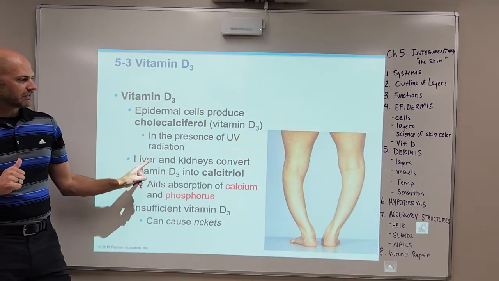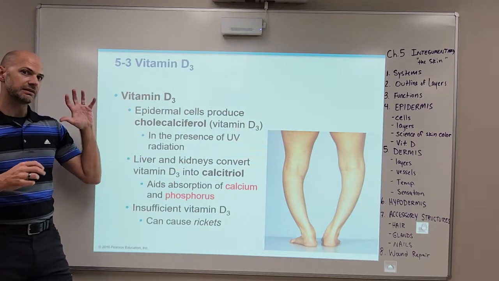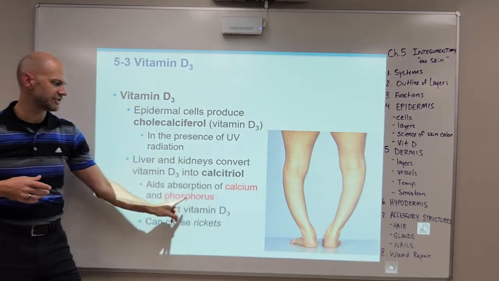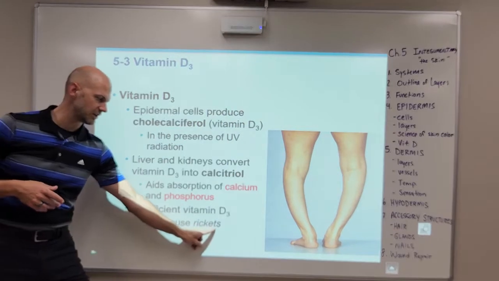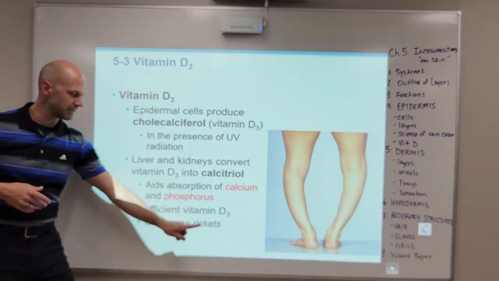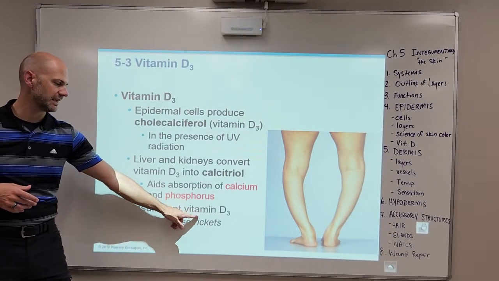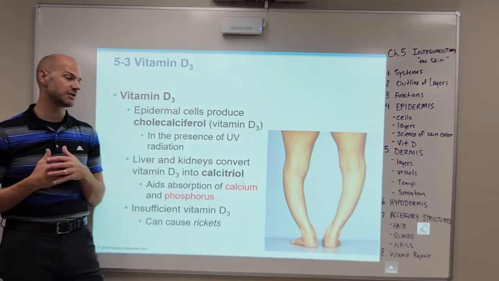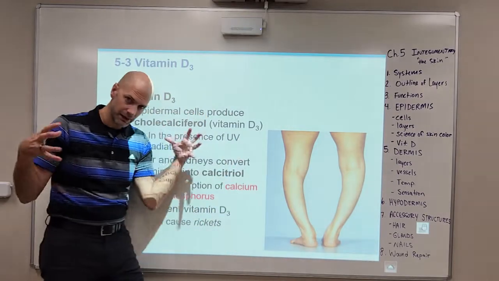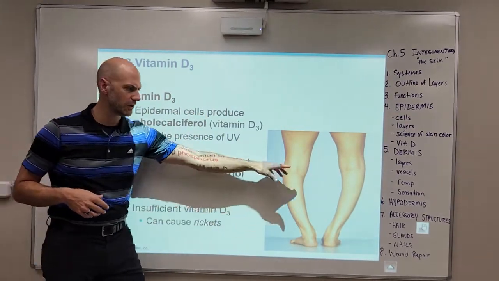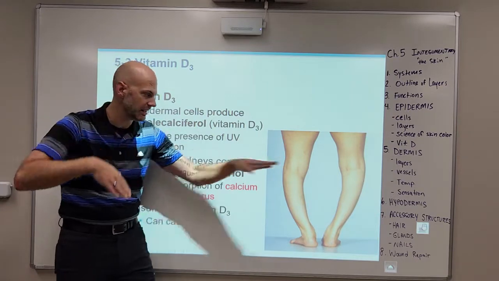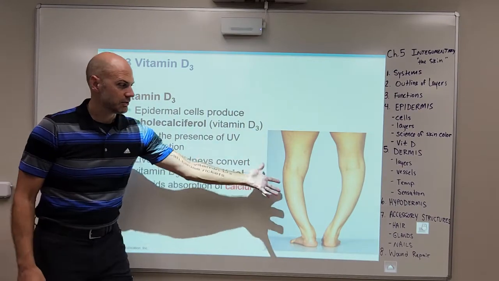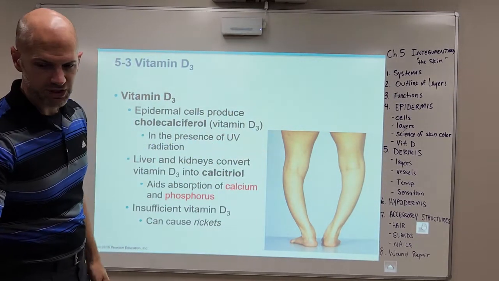The liver and the kidneys, in combination with the skin, work together, they integrate to help us absorb calcium and phosphorus and prevent a disease called rickets. Rickets is a deficiency in vitamin D. As you can see here, here's a young individual that did not have sufficient vitamin D. The bones do not accumulate enough matrix, and therefore when you walk on them, the bones will tend to bend slightly and cause these deformities in the curvature of the bones. So nutritional deficits can cause skeletal changes.